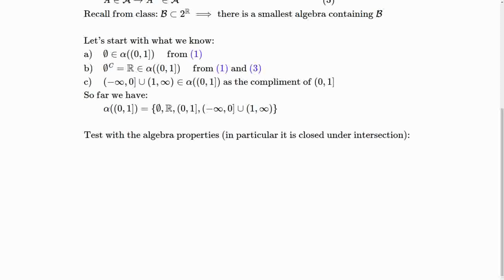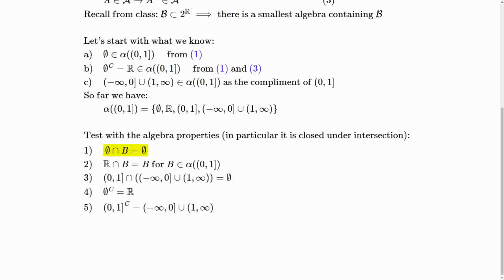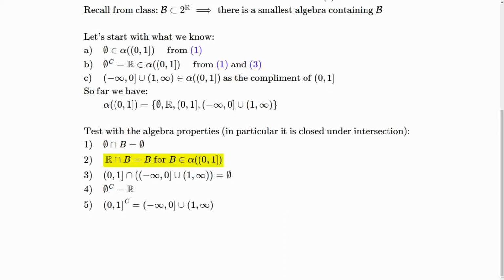This is our guess, and once we have this guess, we just check it. So we want to check that this satisfies the algebra properties. So it does. In particular, it's closed under intersection. For the empty set intersected with any B is empty. The real line intersected with any B is just equal to B, and this would be for any B in this algebra. So since we're saying that B is in the algebra, then so are these intersections.